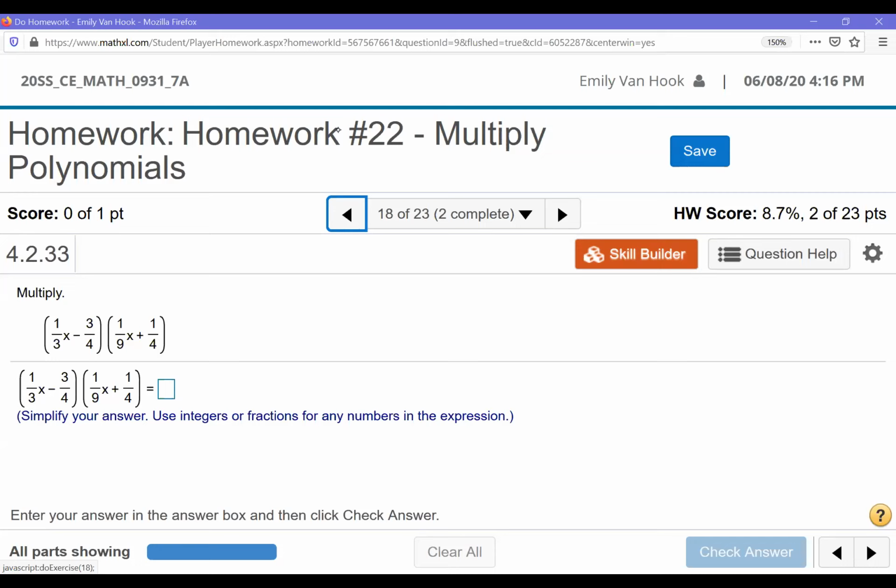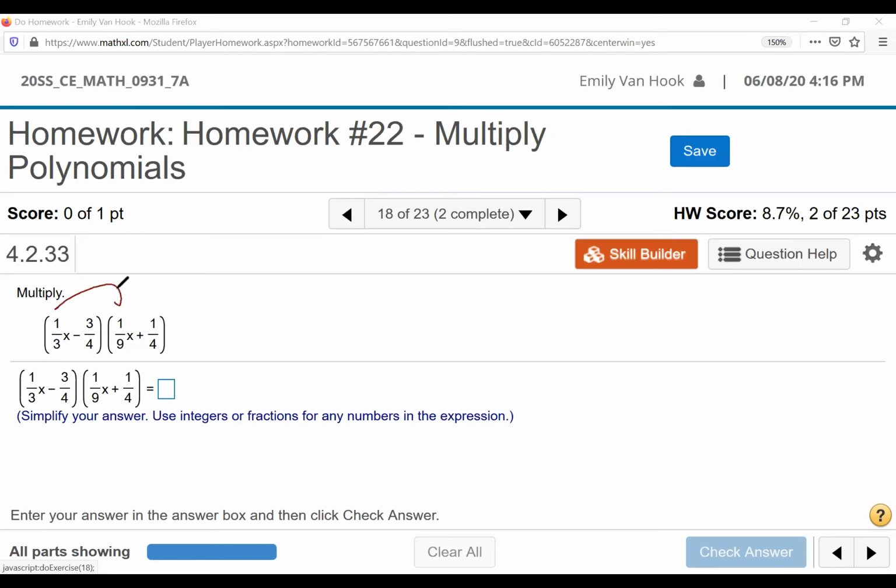All right, so one more FOIL problem here. 1/3 times 1/9, that's 1 over 27, x squared for the first terms. 1/3 times 1/4 would be 1/12. So what I'm doing right now is just multiplying across, meaning multiply the numerators and multiply the denominators. That was my first 2 terms.